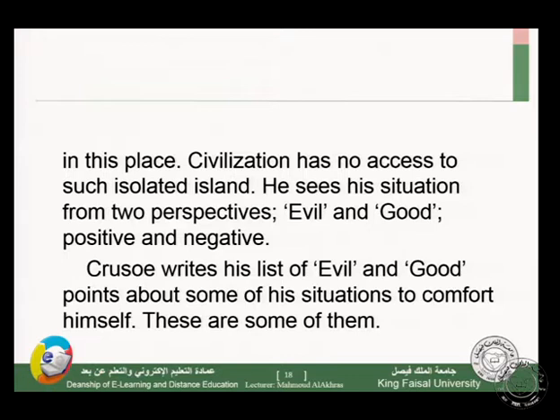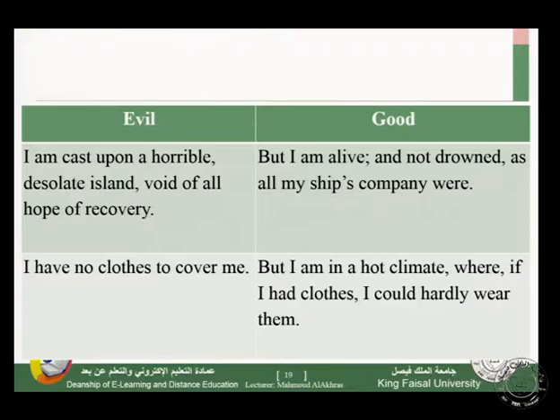He sees his situation from two perspectives. We can sense he has two sides now. We have evil and good. He thinks of evil and good situations altogether, positive and negative situations. Crusoe writes his list of evil and good points about some of his situations to comfort himself. So he starts writing these evil and good things in order to be calm and comfortable. These are some of these evil and good situations. We have a comparison between evil and good. Now let's go over these situations together. Let's see the evil first and then the good about each situation.